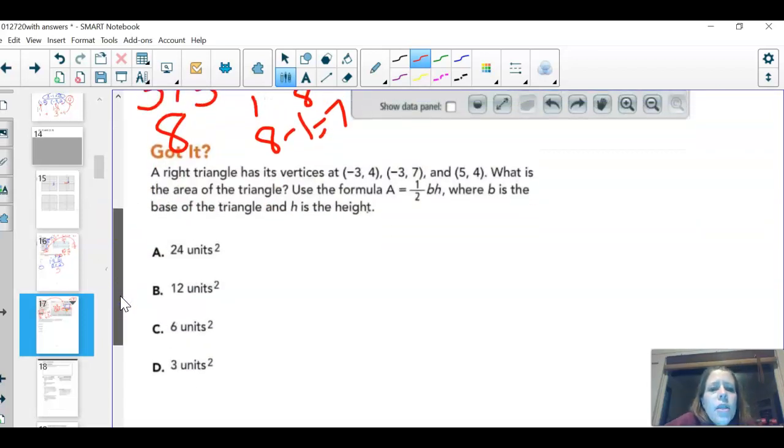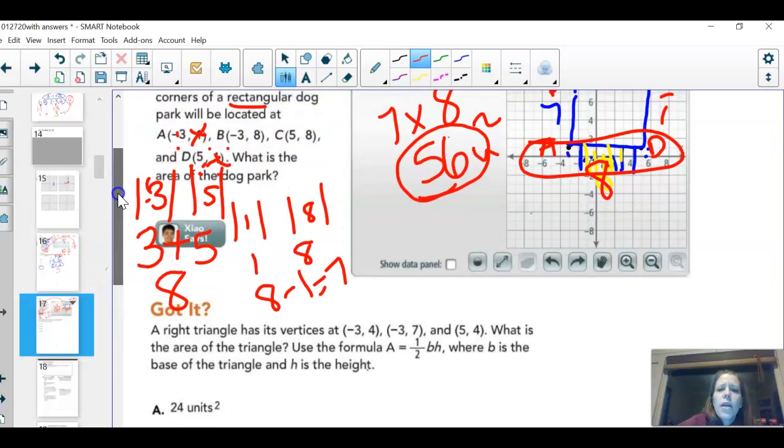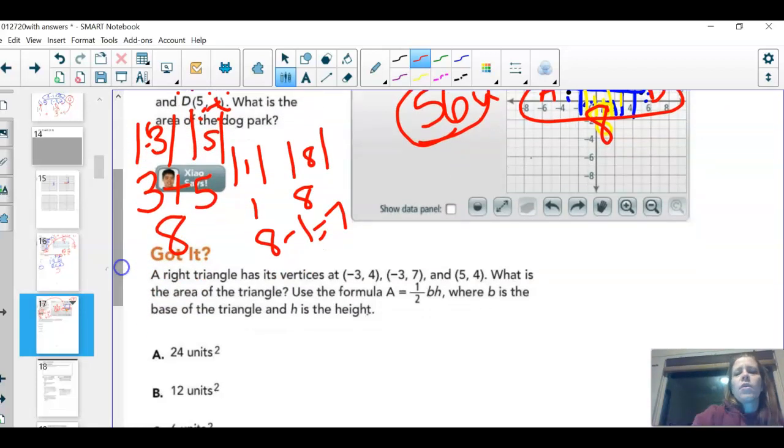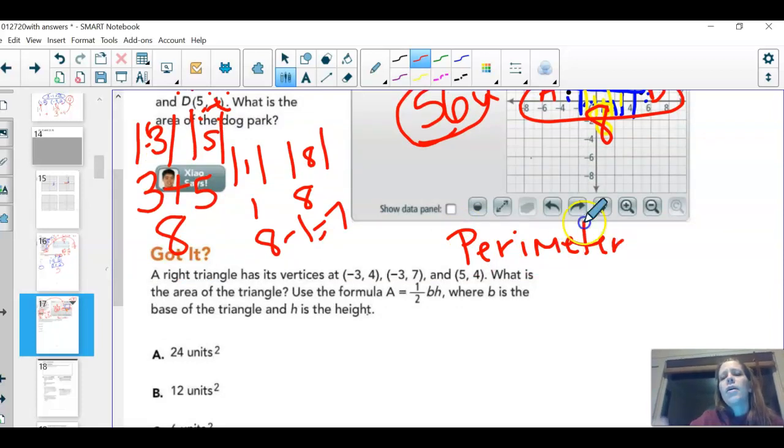Okay, go ahead and look at this one. This one is a little tricky. Okay, so try it, draw it, and then before I even do that one, what would happen if I had to find the perimeter? So if I had to do the area, which is what the problem asked, I would do 7 times 8. But if it said, what is the perimeter of the dog park? Remember that perimeter, I have to add all the sides. Si yo tengo la palabra perimeter, tú necesitas sumar todos de los lados.